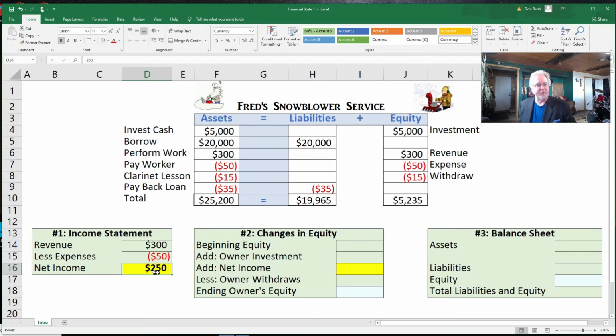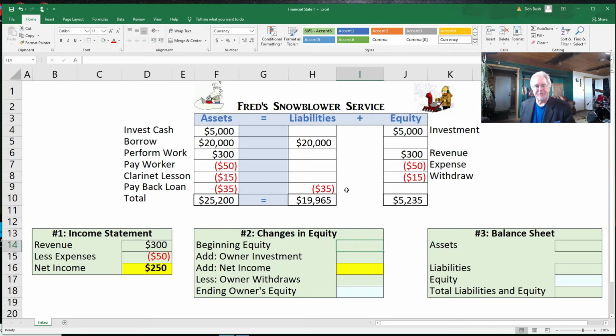This $250 is going to get transferred over here to the changes in equity, and we'll transfer it when we get to it. Let's start at the top here. Statement number 2, changes in equity. What we do is we start with beginning equity.